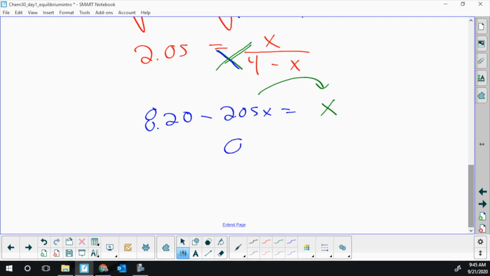So 8.20 stays put. I move a bit over 2 x's to this side, so it becomes plus a little over 2 x's. But I already had an x. This is where you have to remember that that's 1x. So there's 2-ish. There's another one. There's a third one. So we have a little over 3 x's.